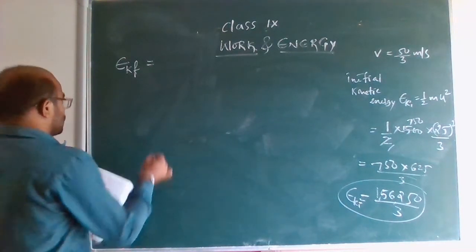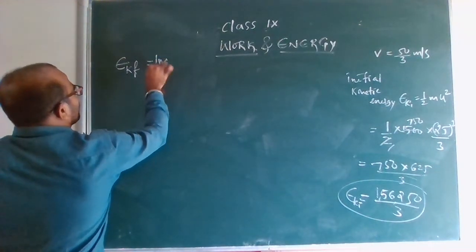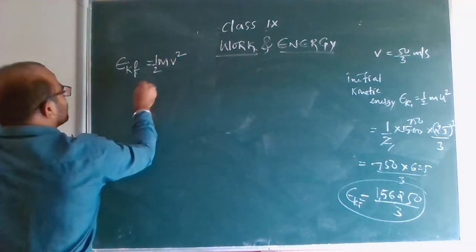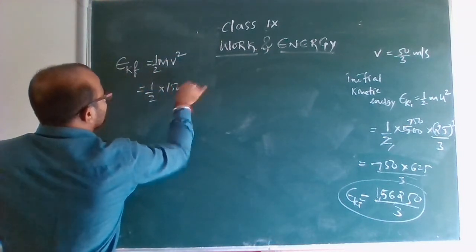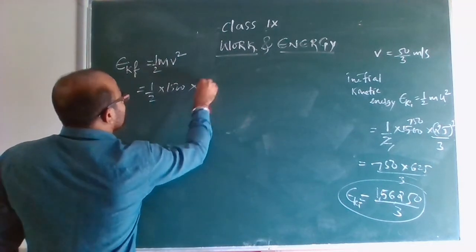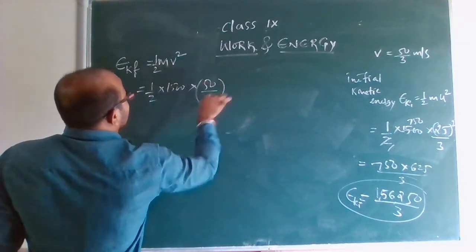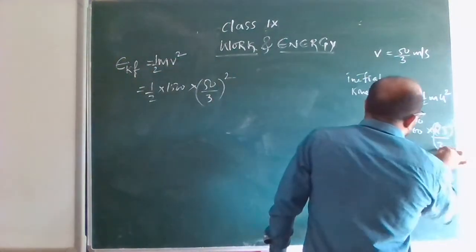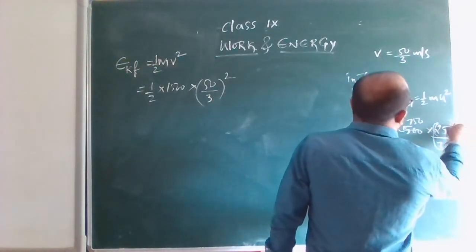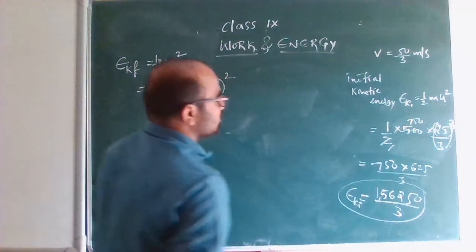Okay, so that is also half m v square only. Half m is how much? 1500. V is how much we got? 50 by 3 square. See here also we made a mistake. This is 25 by 3 square. From this we will get that.